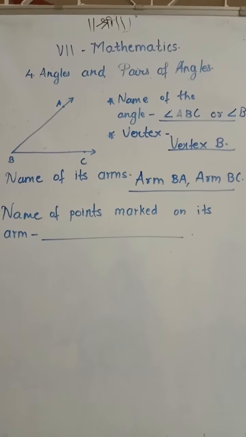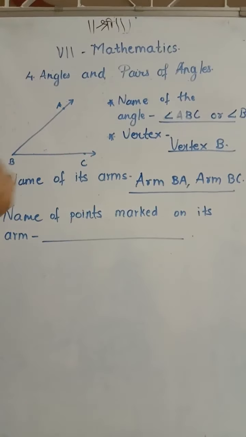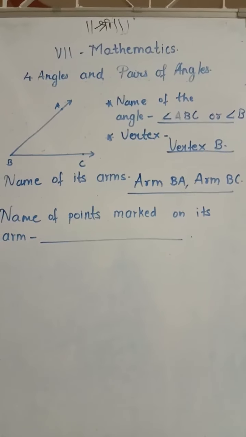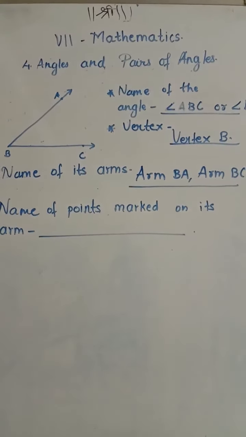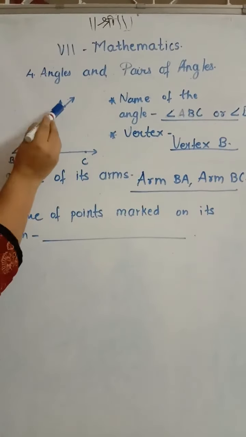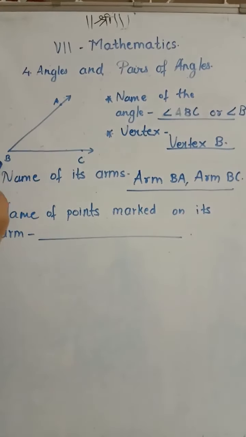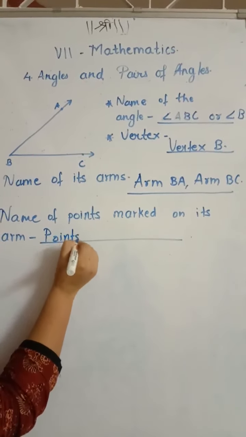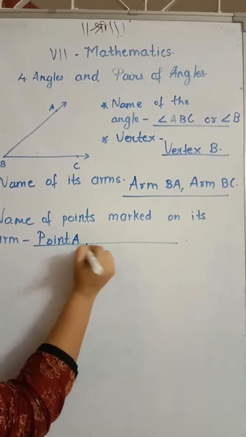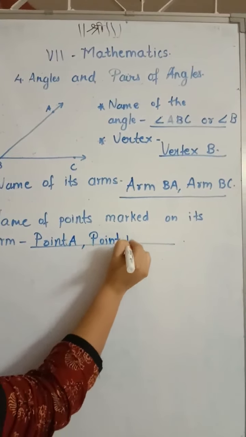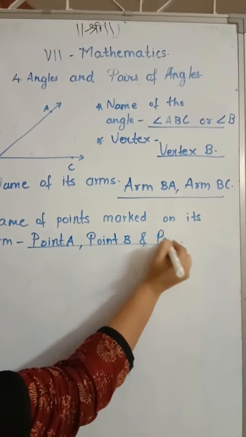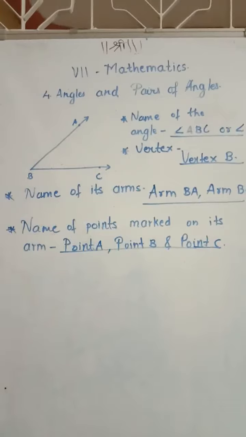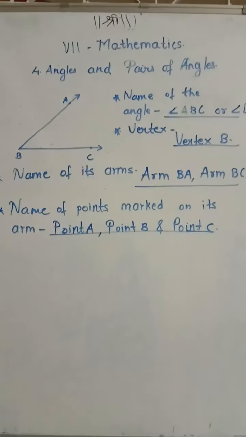Names of the points marked on its arms. Here, the blue color is the arms. Which points can you see? Points means a dot. Which are they? Point A, point B and point C. These 3 points are there on the arms. Now children, you can write these 3 answers in your textbook with pencil.